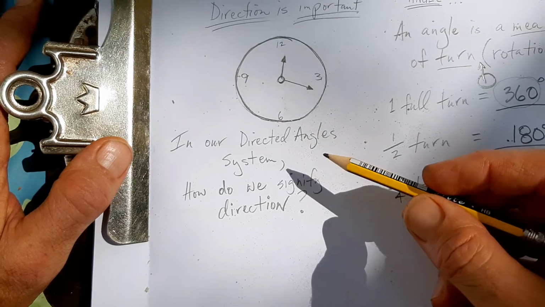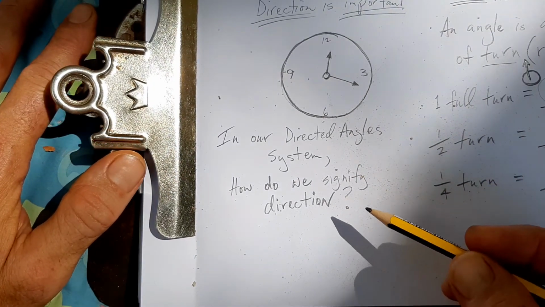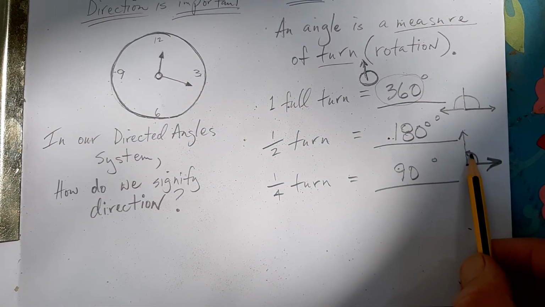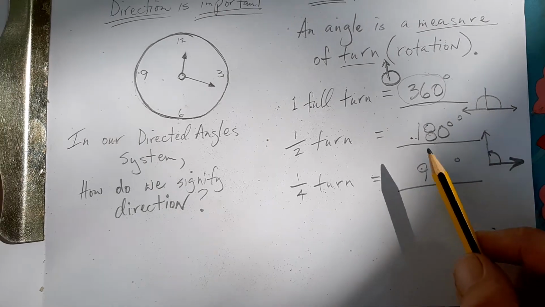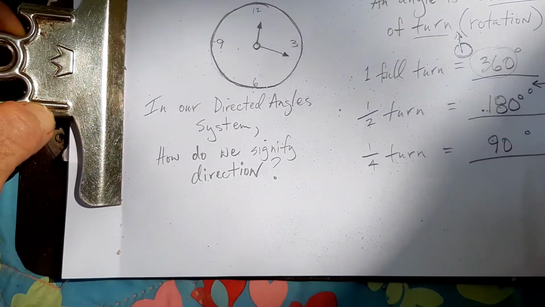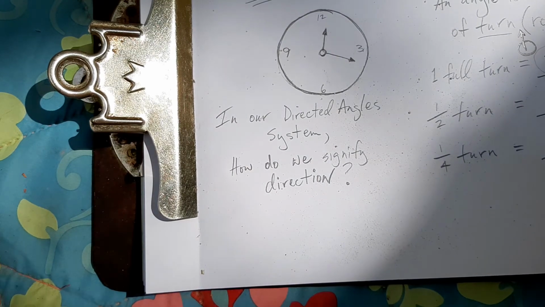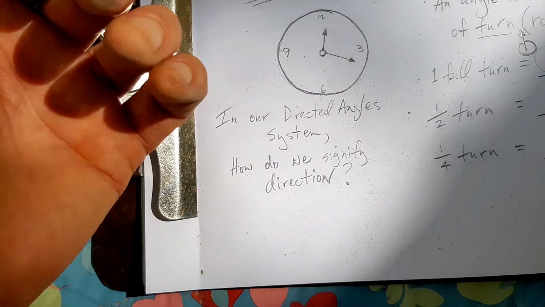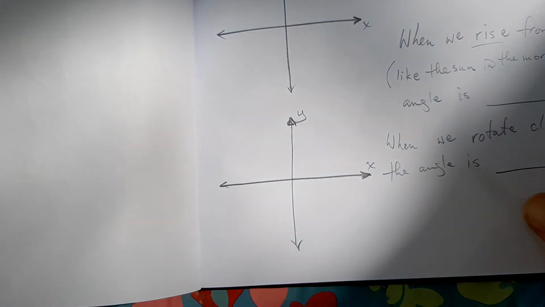Direction. In this little directed angle system, how do we signify which direction we want to turn? Like over here, I was always turning to my left, I guess you'd say. I was turning counterclockwise, anti-clockwise. Well, that is the positive direction. You might remember that. And we can also use negative. Just like which way are you going on a number line? Well, if you're going to the right, that's a positive direction. If you want to signify that you're going to the left, you use negative. Okay.